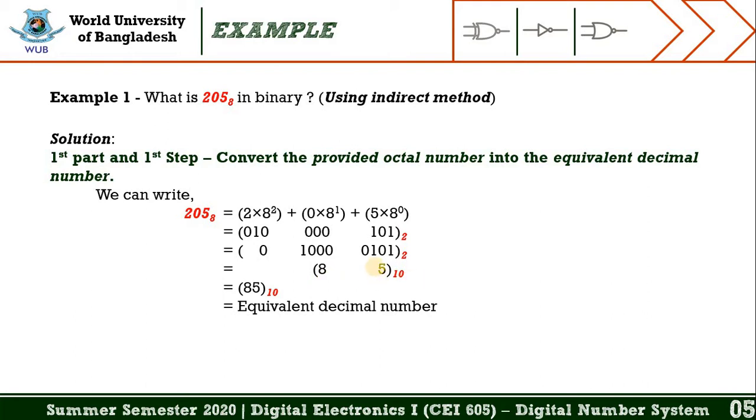So the equivalent decimal number of 1000 is 8, and the equivalent decimal number of 0101 is 5. So the equivalent decimal number is 85 for the given octal number 205. Let's move into the next part of this problem.